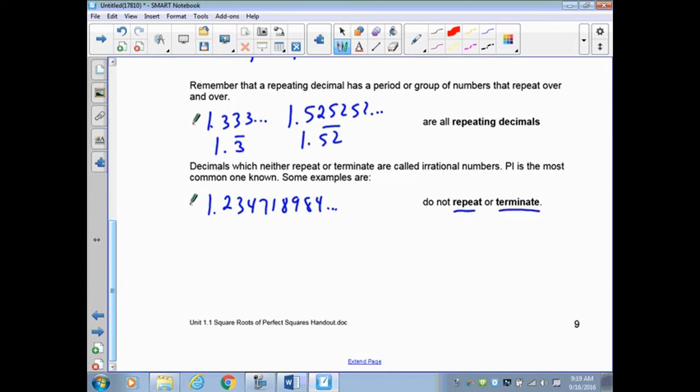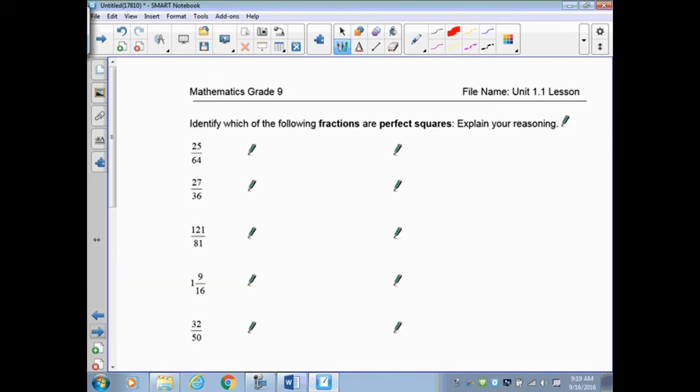Now on some of our calculators it's a little bit more difficult to figure this out because you never know if the last digit is actually being rounded or not. So just be careful, watch, it should be clear.